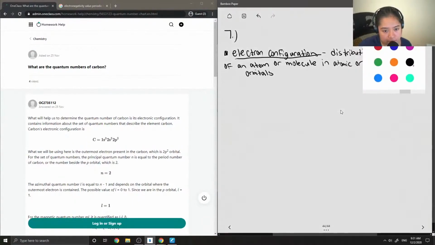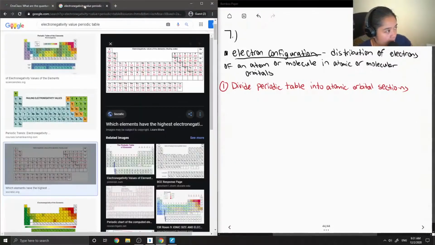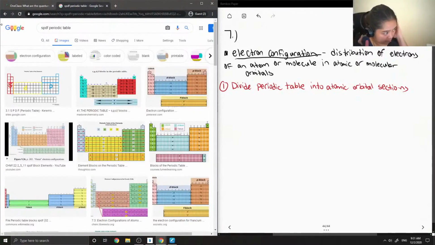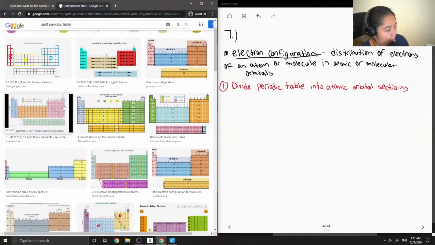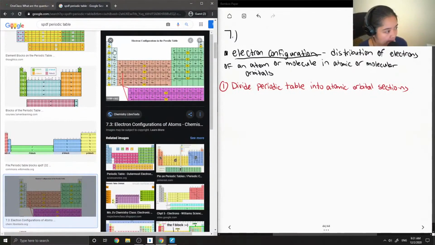Okay, so there are different steps to finding electron configuration. The first one is to divide your periodic table into atomic orbital sections. I'm just going to look this up on Google, so it will be easier to see. Here is an example of how we would divide the periodic table into these different sections. In the blue is the S, the green is the P, orange is D, and this pink is F.